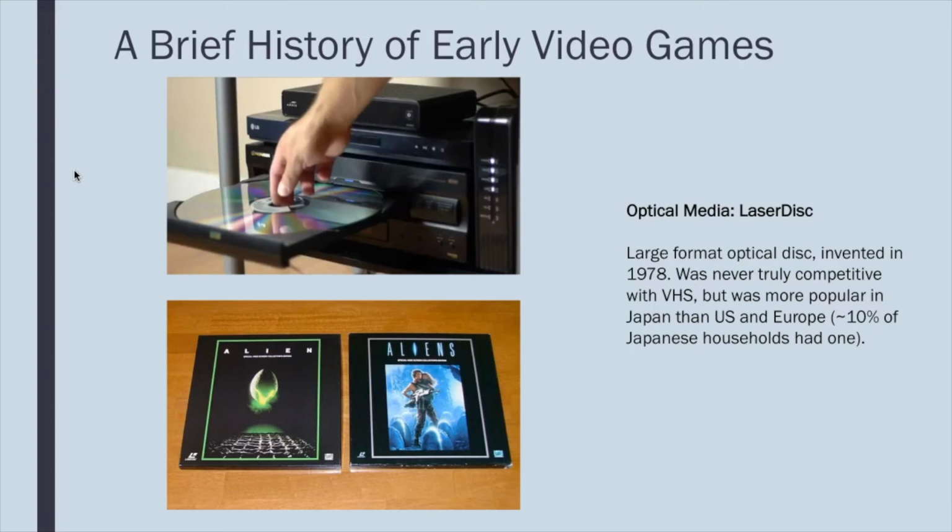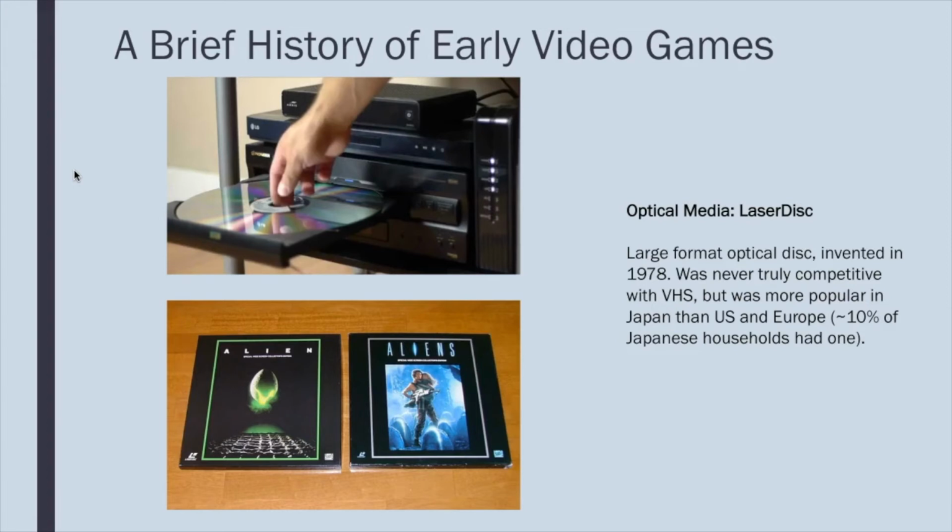Another medium that ended up being used in video games was the Laserdisc. Laserdiscs came out in 1978. Which is also right around the time that VHS video cassettes would come out, and Betamax. Betamax completely fell by the wayside. Laserdisc mostly fell by the wayside.